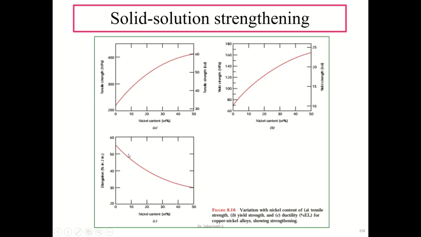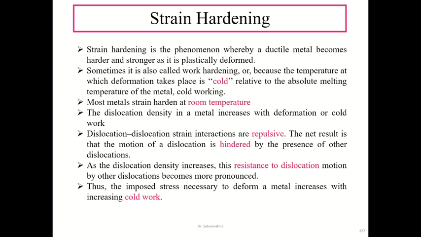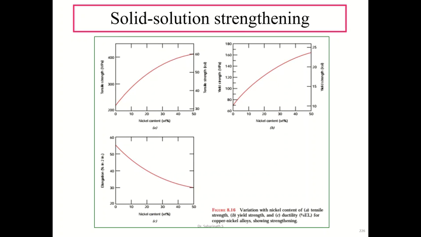So usually this is the case of most of the strengthening mechanisms. In this case of the copper nickel alloy, when the percentage of the nickel increases, the yield strength and the tensile strength keep on increasing, but the percentage of elongation or the ductility of the material will be reduced or will be decreased. So that's about solid solution strengthening.